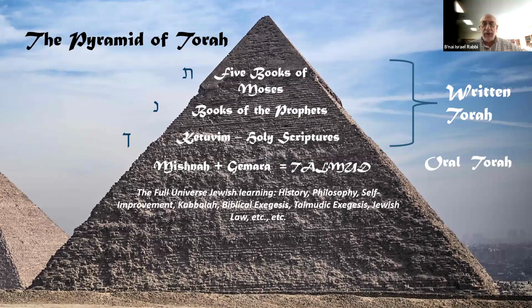The next level in terms of broadness and becoming more dilute, as it were, is the full universe of Jewish learning. This is also Torah as well. So you have history. Jewish history is a form of Torah study. Jewish philosophy is a form of Torah study. Self-improvement. There's a whole corpus of works on how to become a more refined person, how to become a better Jew, how to become kinder and more sensitive to the needs of people around you, and a better example of noble and dignified living.